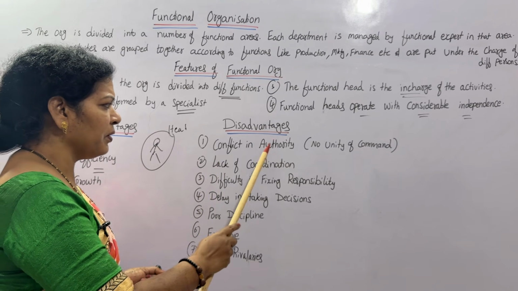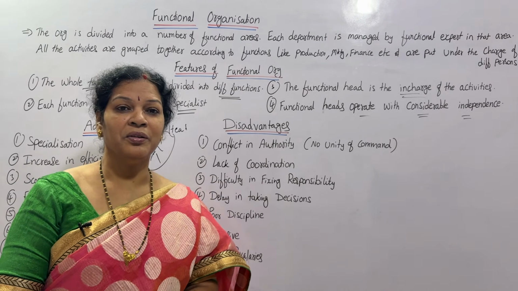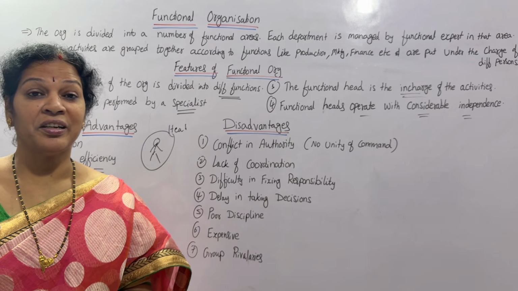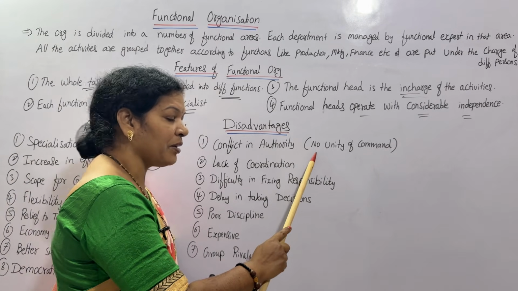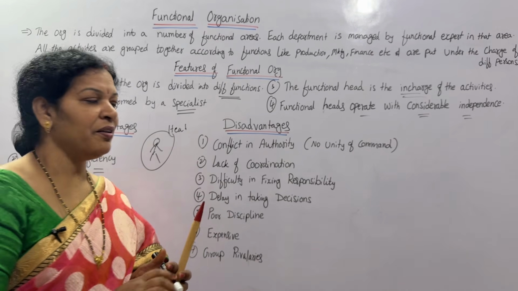Disadvantages, first point, conflict in authority. Here authority is divided among many people. It means we are not following unity of command. The unity of command principle, we are not following.